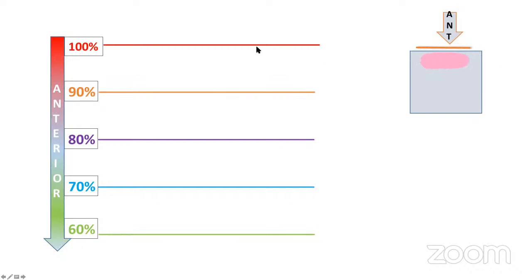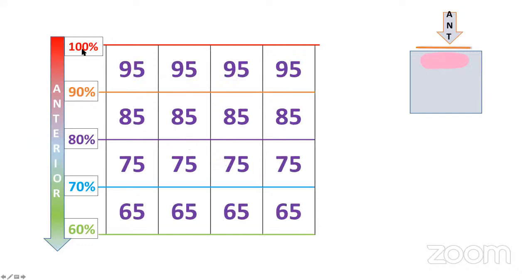This is a target volume, 100%, 90%, 80%, 70%, 60%. This is for visualization and for concept. Really speaking, at the lower isodoses, the distance between say 70% and 60% will be more as compared to the distance between 90% and 80%. So suppose this was 90% and this was 80%.